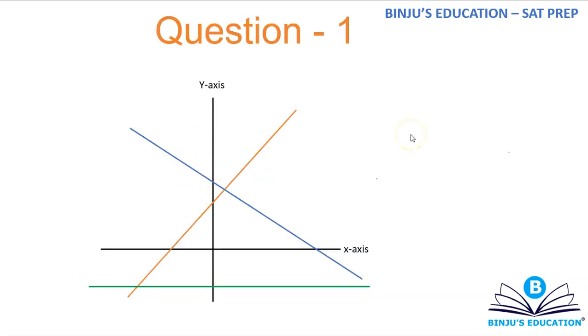So this is question number 1. Let me tell you what the question is. You need to arrange the three lines, that is the blue one, orange one, and the green one, in the ascending order of their slopes. Like, you will first quote the line which has the least slope, then the one which has second highest slope, and then the one which has the highest slope. So arrange the lines in the ascending order of their slopes. Draw this question.